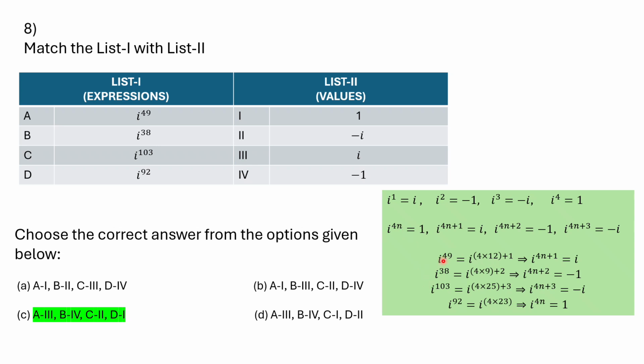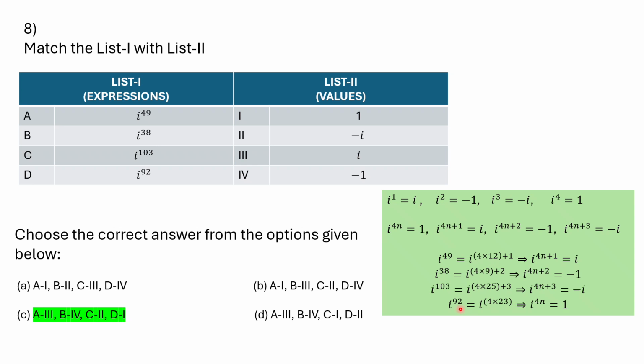So iota to the power 49 can be written as iota to the power 4 into 12 equals 48 plus 1, which is iota to the power 4n plus 1, equal to iota. Iota to the power 38 equals iota to the power 4 into 9, 36 plus 2. That is iota to the power 4n plus 2, which is equal to minus 1. Then 103 can be written as 4 into 25 plus 3, so 4n plus 3, and equals minus iota.